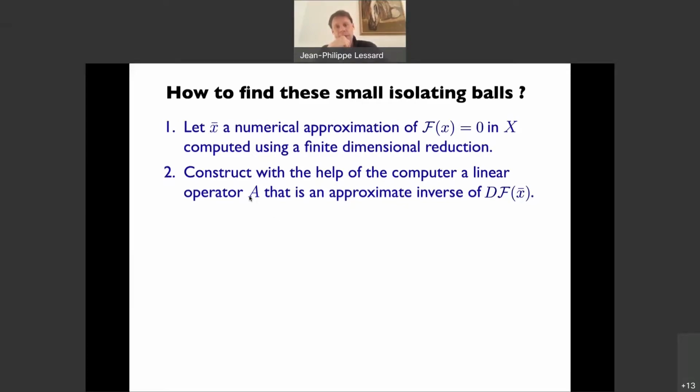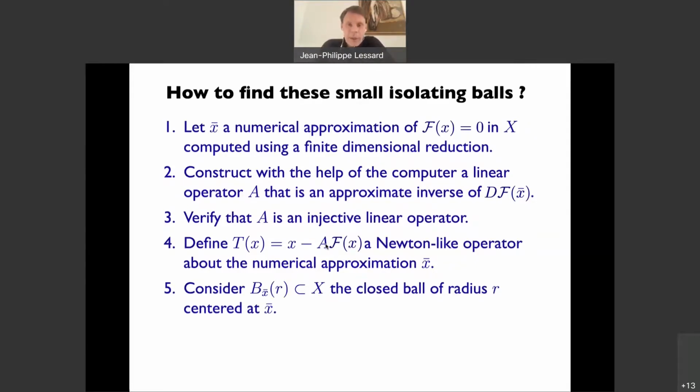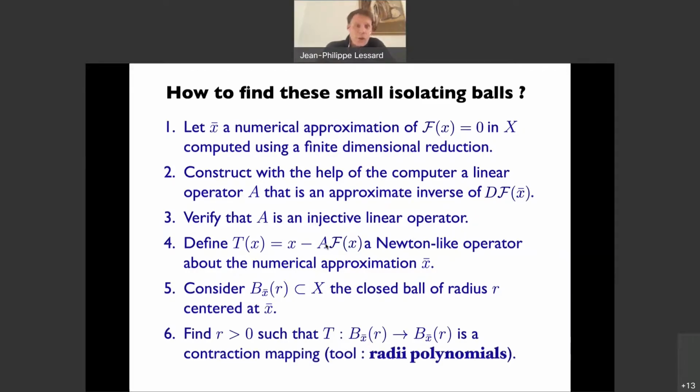What I want is to construct a linear operator A which acts as an approximate inverse. And then I verify that A is injective. Why? Because then I want to study the fixed points of a Newton-like operator T about the numerical approximation. And if I have the injectivity of A, that means that fixed points of T are in one-to-one correspondence with the zeros of F. Now, basically, what I want to do next is show that, on a closed ball of radius r, which I do not know a priori, T is actually a contraction mapping.